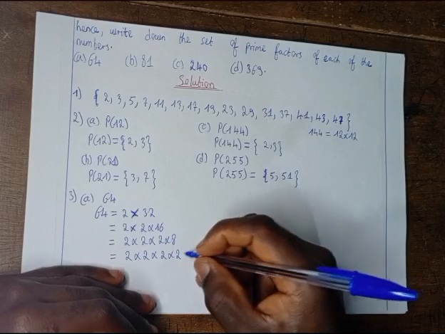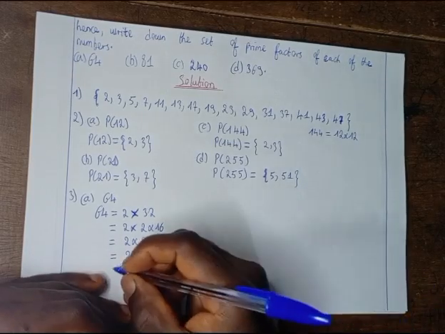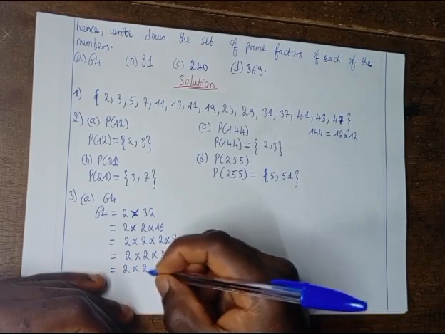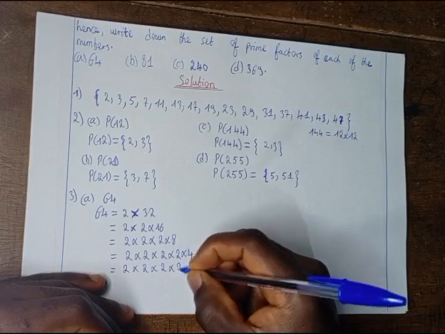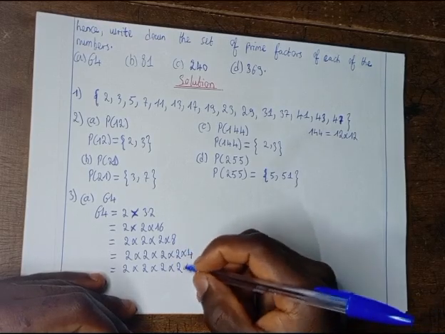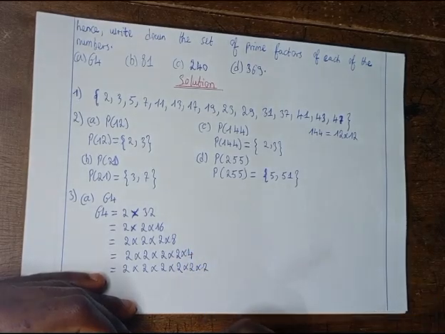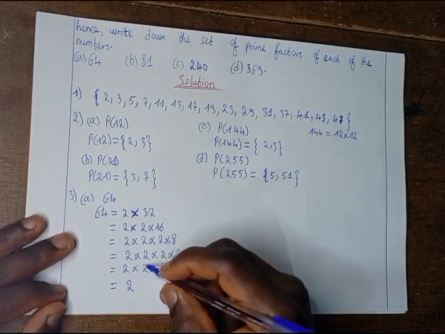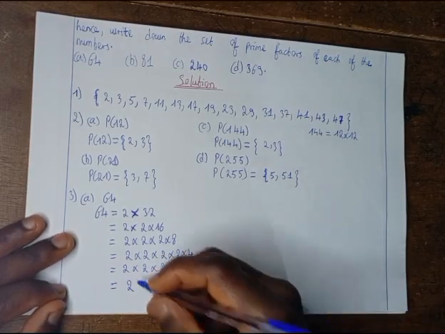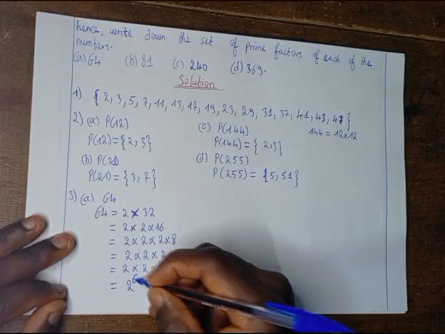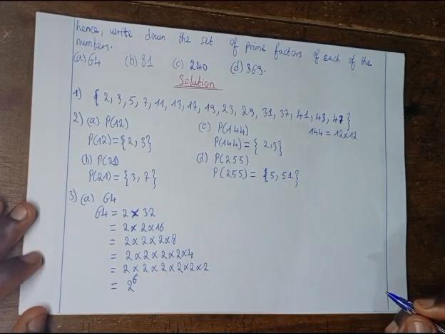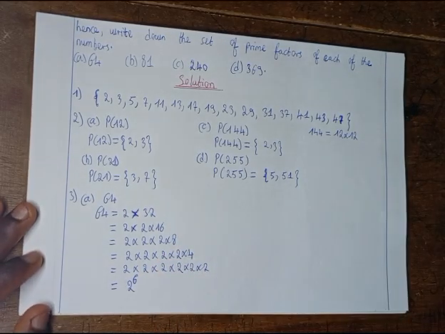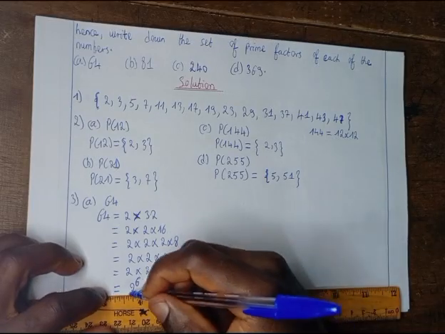8 divided by 2 gives us 4. 4 divided by 2 gives us 2. So this will simply be equal to 2 raised to the power 6, since we are multiplying the number 2 by itself 6 times. This is the prime factorization of 64.